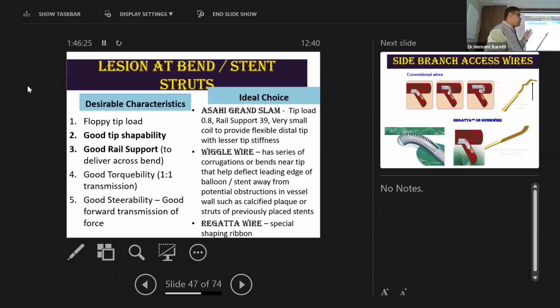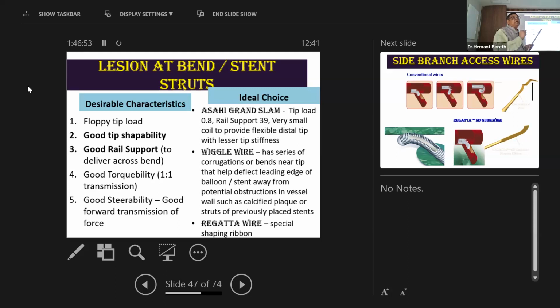Based on that angle you shape your wire properly. So here you require a wire that can be properly shaped and also has good support, because ultimately you have to pass a balloon and a stent across the stent strut. So you will require much better support. The critical thing here is that the wire should be shaped so that you don't have to try to make that bend, because the wire will not bend. If you take a heavier support wire, it will not take that bend.